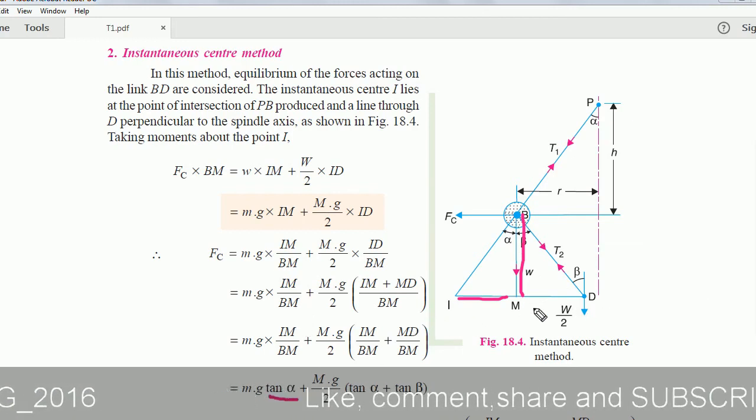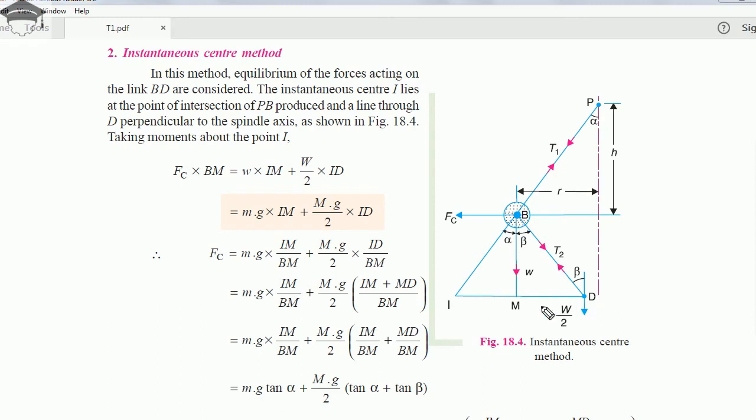Similarly, MD upon BM, this is the value of tan beta, because this angle was alpha, so this angle will be alpha. Corresponding angles, this angle is alpha, this angle is alpha, and this angle is beta. So alternate interior angle, this angle will be beta. So tan beta is equal to MD upon BM. So MD upon BM will be equal to tan beta, IM upon BM will be equal to tan alpha. So finally we get this relation.